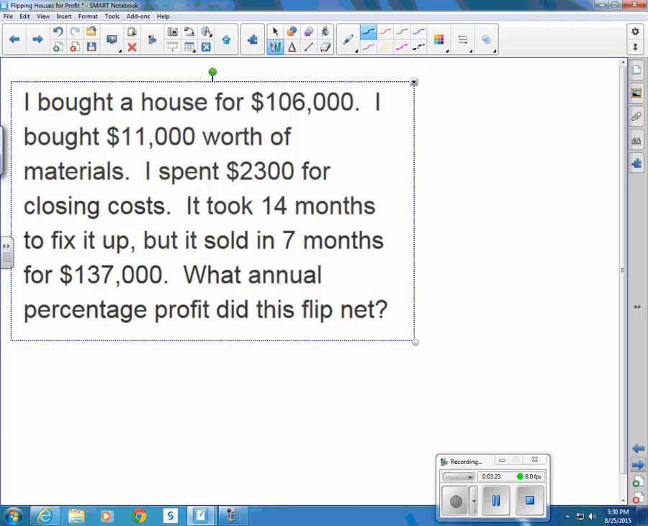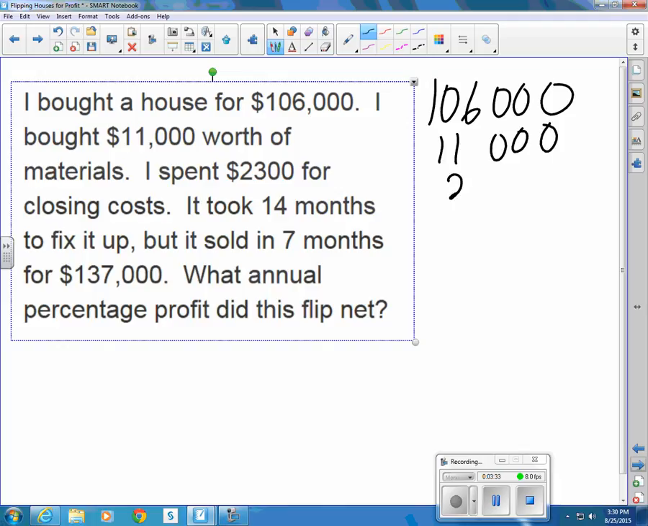So let's change the numbers again, and let's find out how much we spent. 106,000. 11,000 in materials, 2,300 closing costs. 6 plus 3 is 9. 119,000 is what I spent.